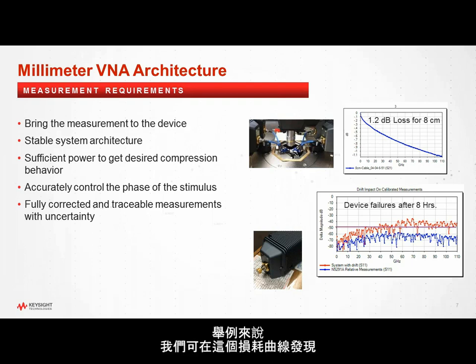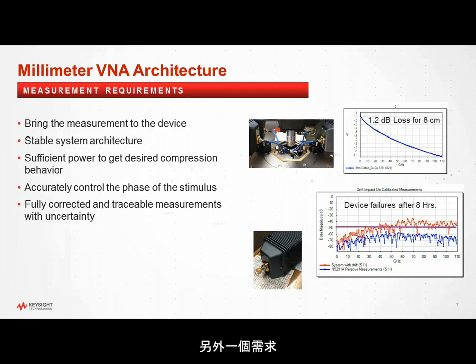As an example, if you look at this loss curve here, you'll notice that for a good 8 centimeter cable, you get about 1.2 dB of loss. So you can imagine trying to go from a test port to your device under test, and you could incur quite easily 3 to 10 dB of loss without a problem. The other thing this poses is the actual stability of that cable. As you move it around, you will see variations in the actual performance of your measurement.